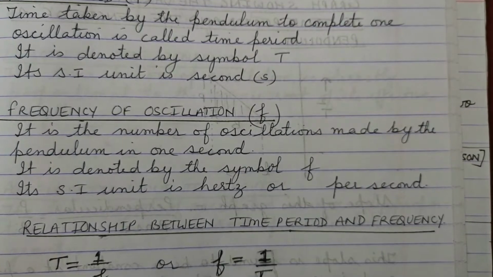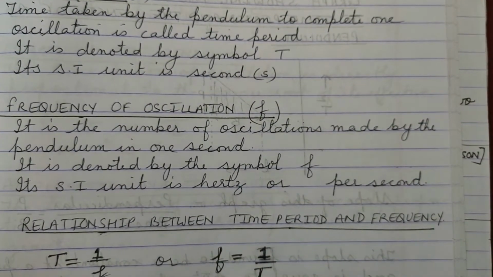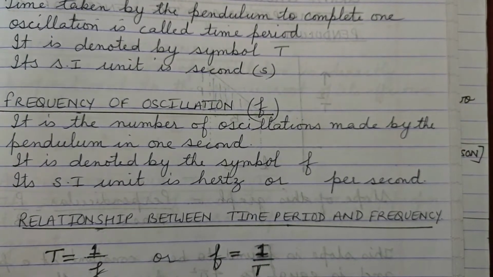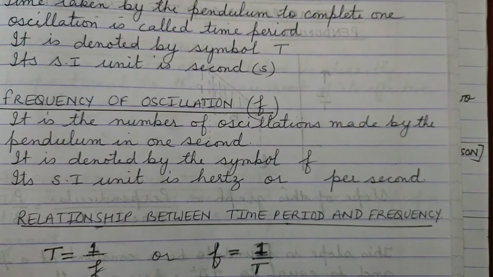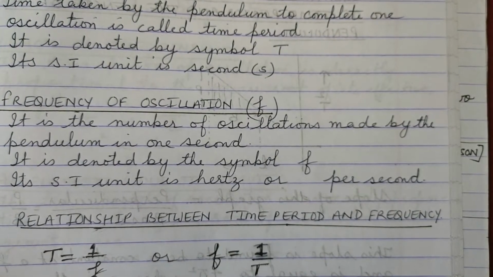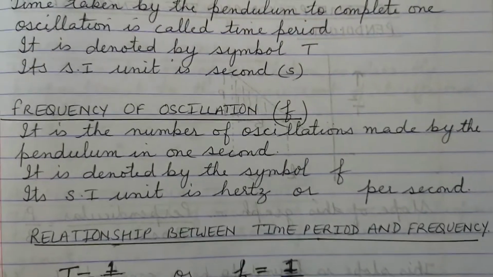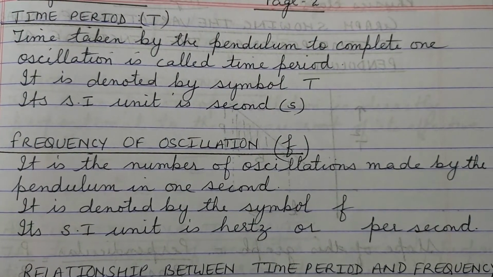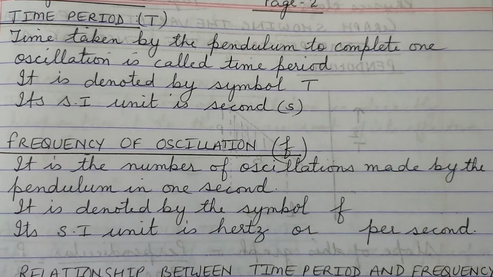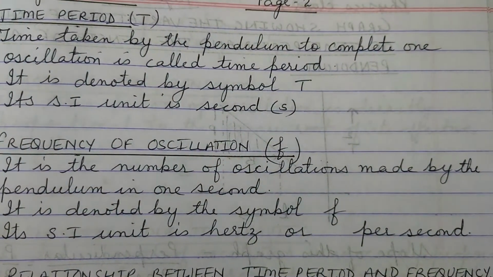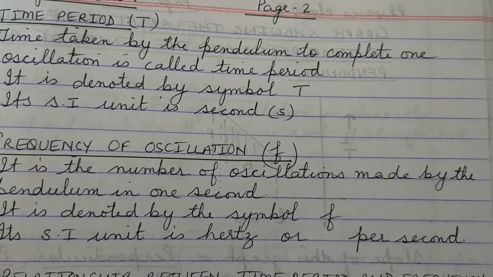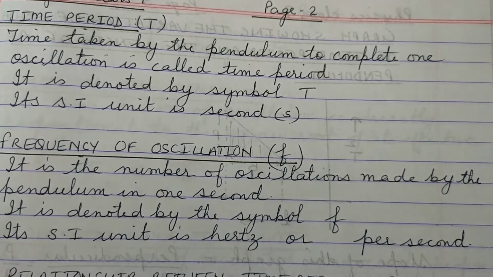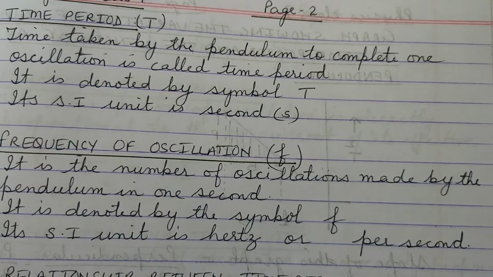Next term is frequency of oscillation. That means the number of oscillations a pendulum bob is going to make in 1 second will be known as the frequency of oscillation, and it is represented commonly by the letter F or N, but prefer using the letter F. And the SI unit of frequency is hertz or per second. Now when you write per second, you'll be writing second minus 1. That's known as per second, right?